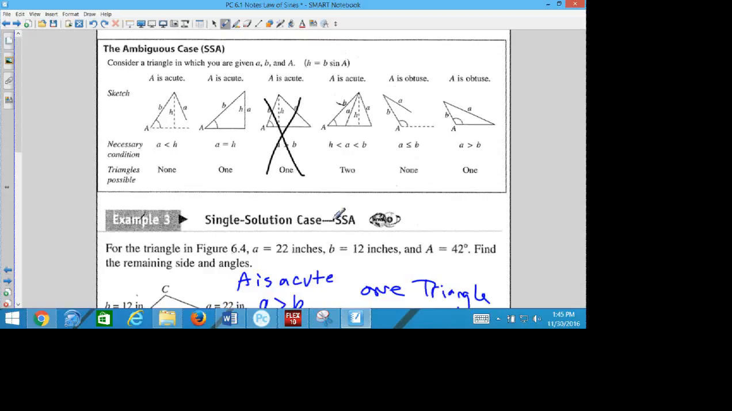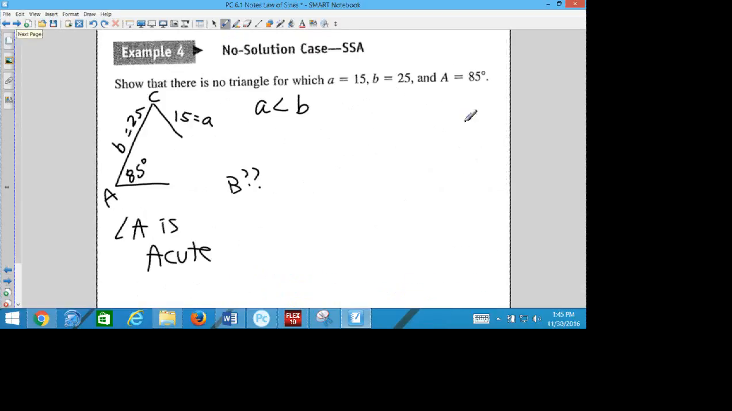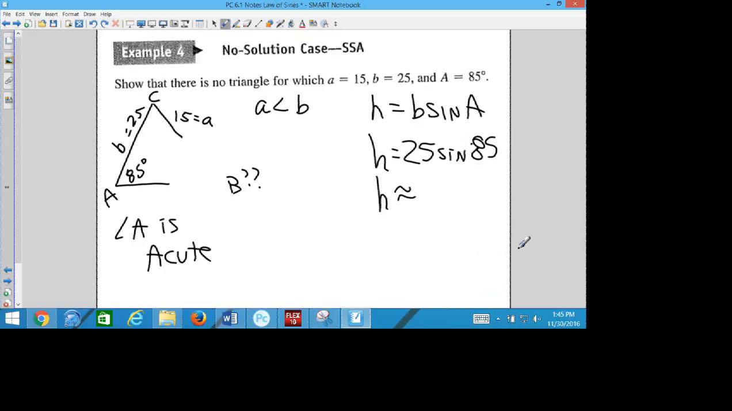You look up here, there's a formula for H. It says just do B sine A. Just do lowercase b sine angle A. And then you have H. That is the height of the triangle. B sine A. So for this triangle, 25 sine 85. So on your calculator, 25 sine 85.